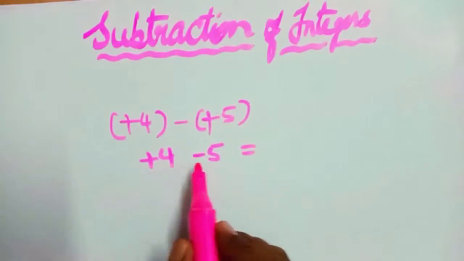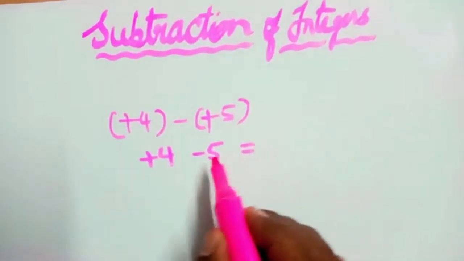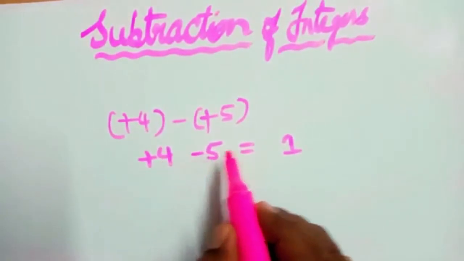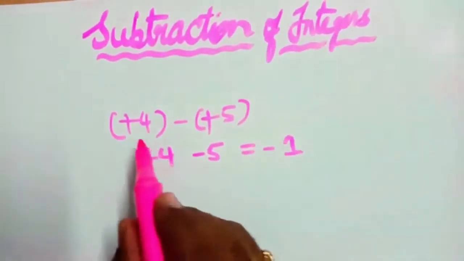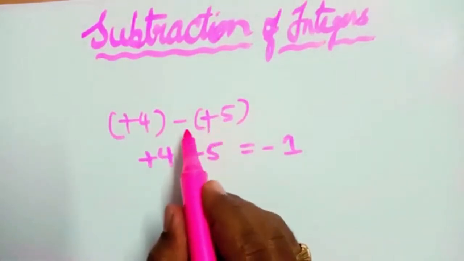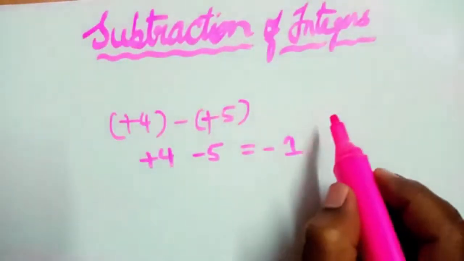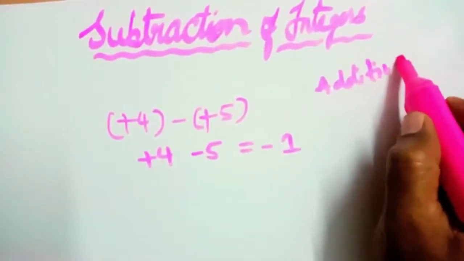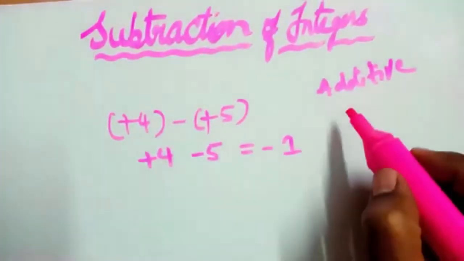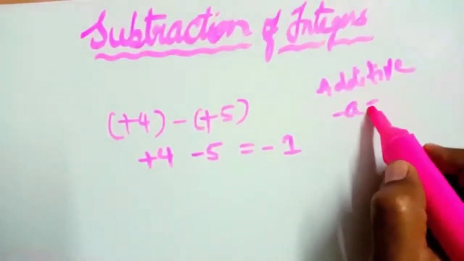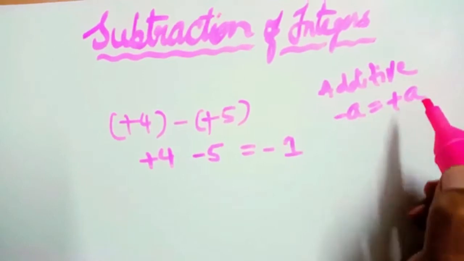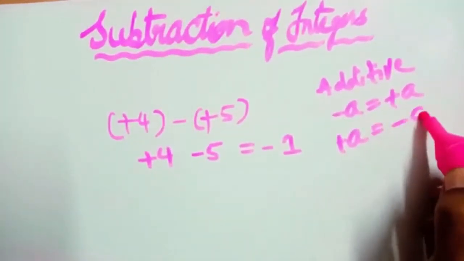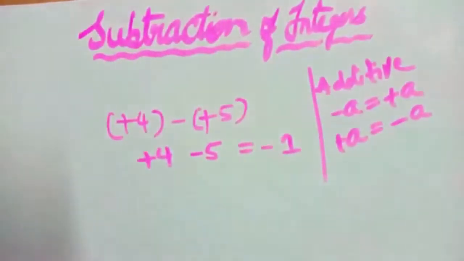If we have one positive and one negative, we need to do the subtraction. So 5 minus 4, you will get 1. In these two numbers, 5 is the bigger number, so we need to give the negative sign. So 4 minus 5, you will get the answer minus 1. So for the subtraction of integers, we need to write the additive inverse of the second integer. If you have a positive integer, you should write the negative integer for it, and if you have a negative integer, you should write the positive integer.